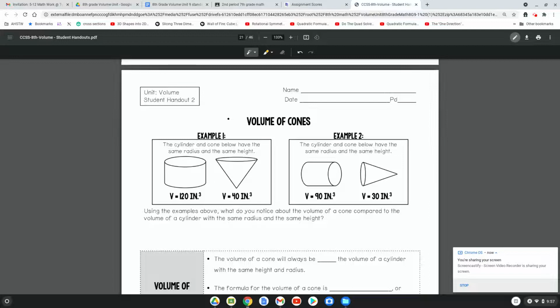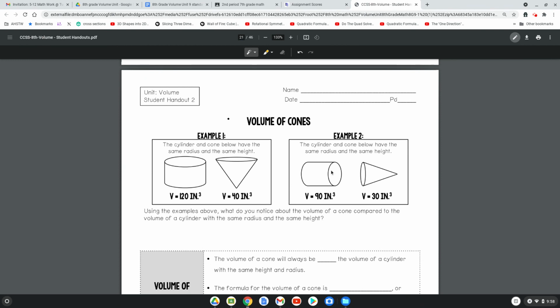Okay, so we did volume of a cylinder. So if you look at example 1 here, the cylinder and the cone have the same radius and the same height. And if you notice, this one has a volume of 120 inches cubed, and this one is 40. And they have the same height and the same radius.